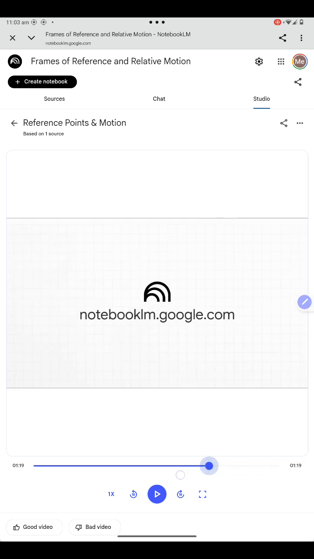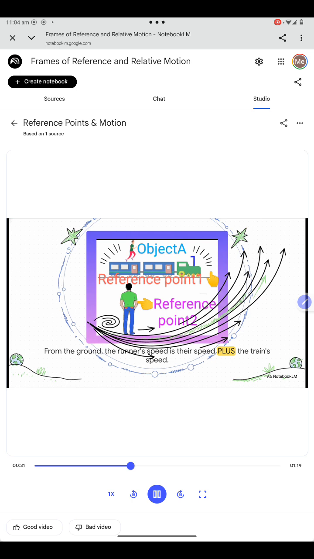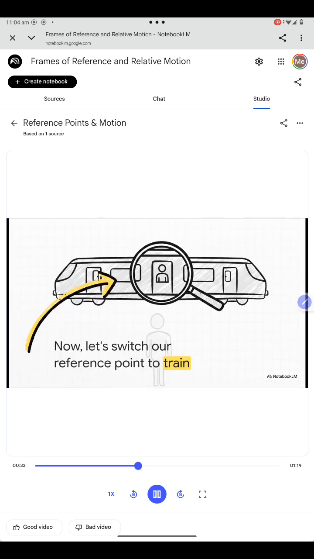So in this video, what is explained is the reference point. Imagine a picture: reference point 1 is the train, and you are standing on the ground, reference point 2. It would appear as if the person is running at a speed of 60 kilometers per hour, because you are adding both the velocities, the speed of the train and the object. Incredibly fast.